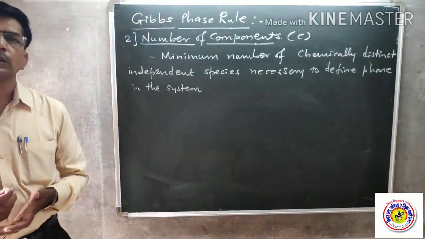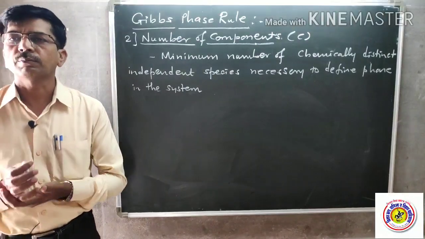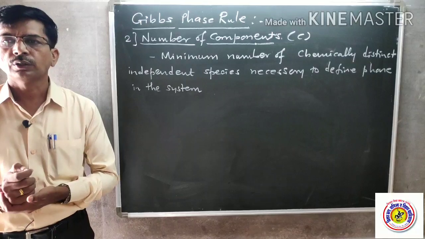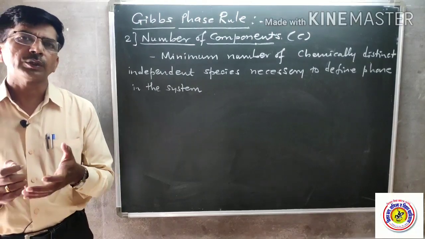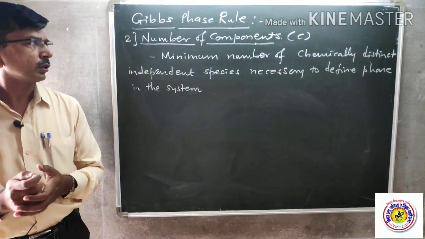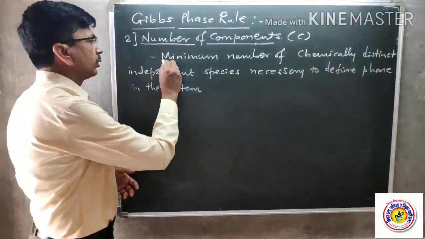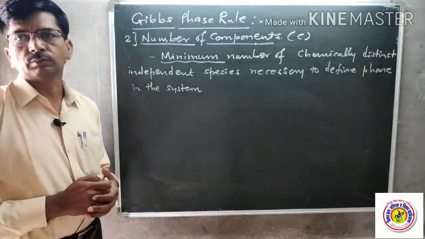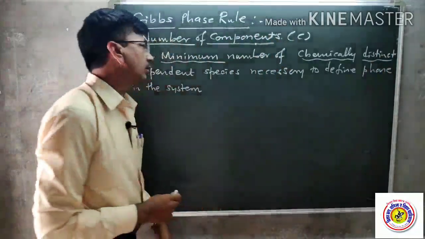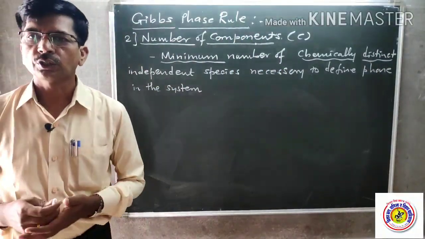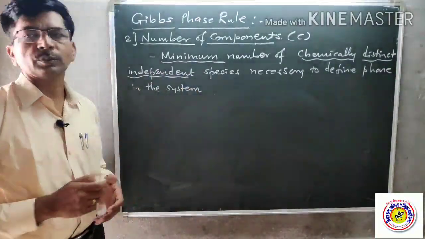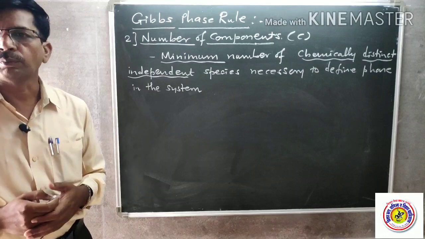Or also, these are the smallest number of independent variables or constituents by which the composition of each phase can be expressed. We call it the number of components. So remember this, it should be the minimum number of chemically distinct and independent species necessary to define each phase of the system.